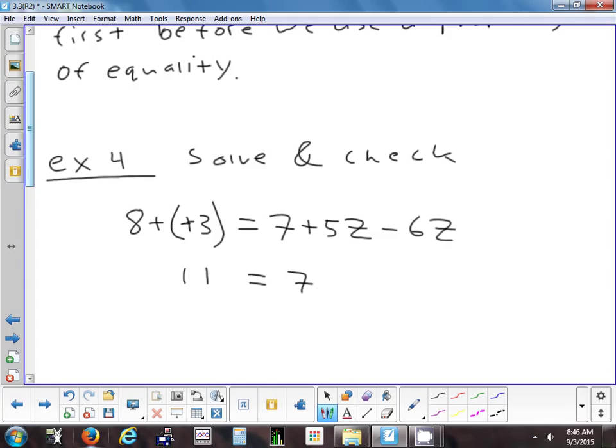And Jalen, can you tell me what's 5Z take away 6Z? Negative 1? So the Z's are gone? Oh, sorry. Negative 1Z. Good job. You can write it just like you said, negative 1Z, or you could just put negative Z. Either way. All right, so I think we're good with combine like terms. We actually had to do it twice. We had to do it on the left, then we had to do it on the right.